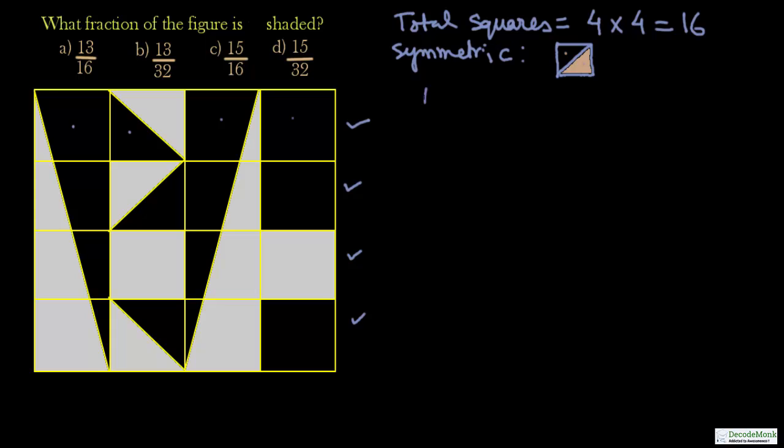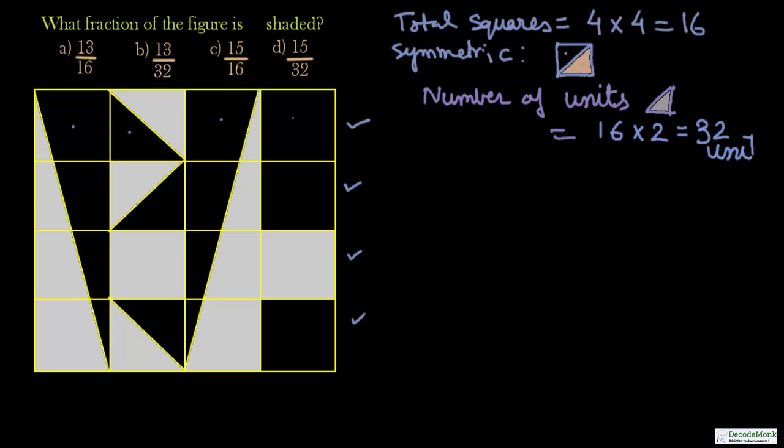Next, we have to count the number of smallest units, which is basically this particular part I am talking about. There are 16 squares, so each square consists of 2 units. So 16 squares will consist of 16 multiplied by 2, which is equal to 32 units. This is one of the important things to keep in your head for moving further.